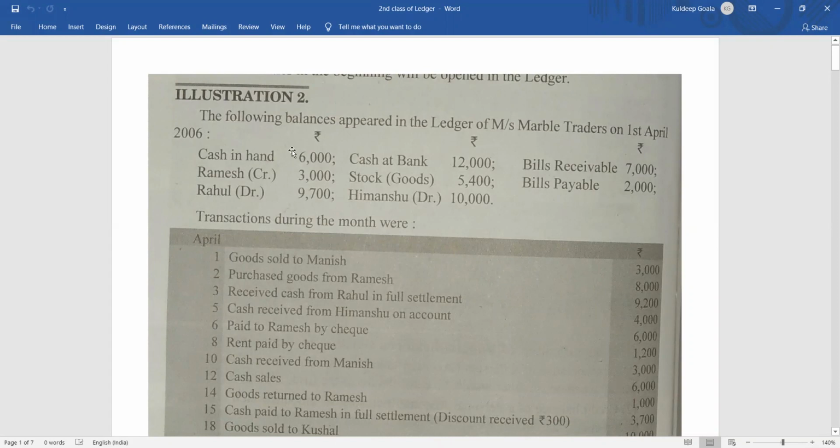Now here the first question. Let's see what is given: the following balances appear in the ledger of Messrs Marble Traders on 1st April 2016. Today I will teach you how to do the balancing also. So what is given here? The balances of a few of the items. This is nothing but last year's balance which has been brought forward to this year.